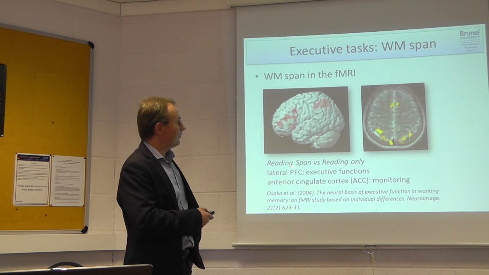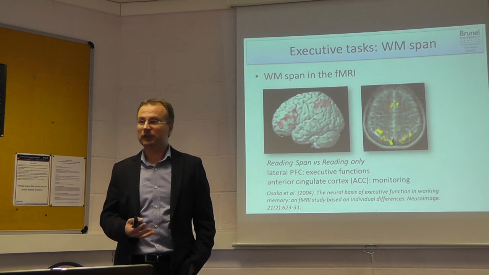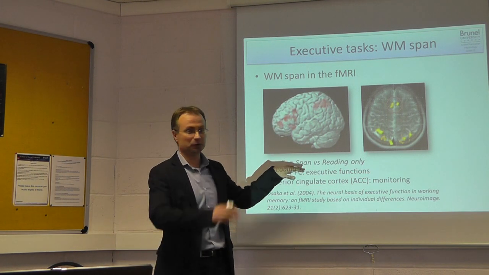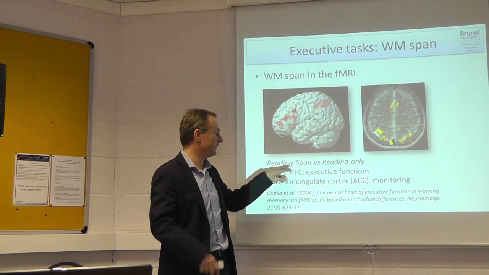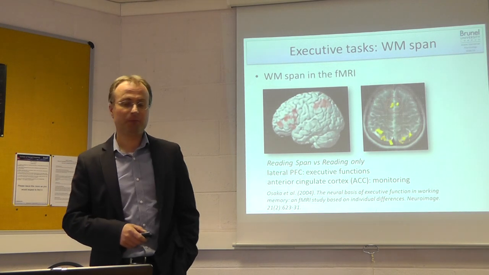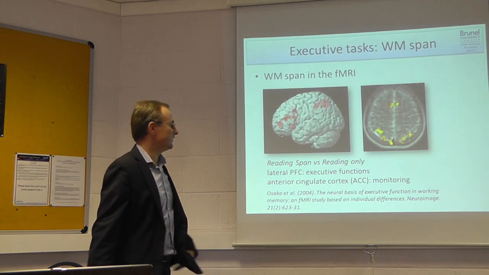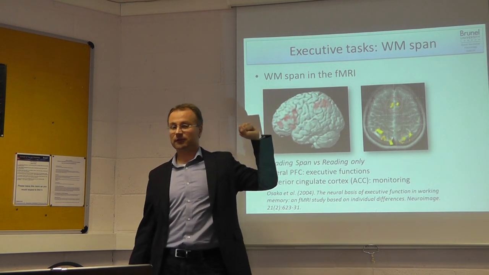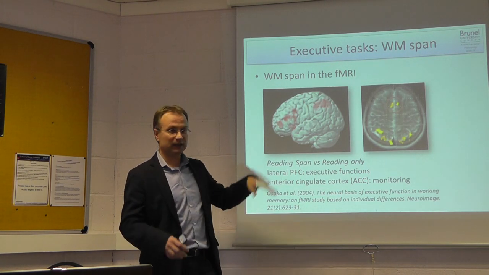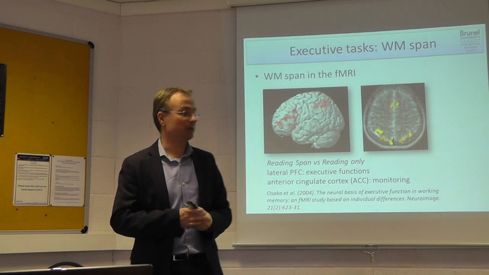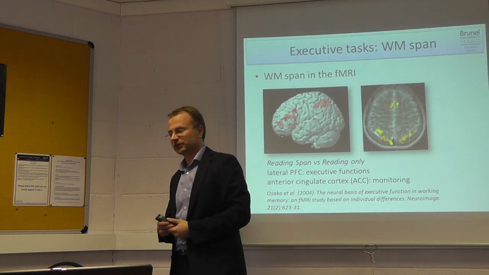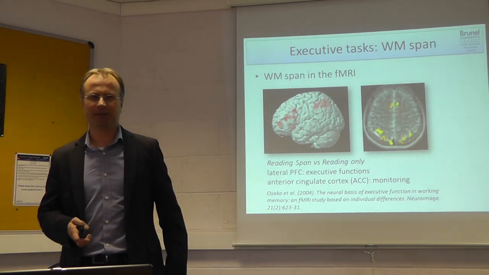This shows the comparison of a reading span versus reading only. So it's a rather high-level comparison. This is what is more active if I have to read the sentences and have to memorize the words at the end, as compared to only reading the sentences. The interpretation of the authors is that the lateral prefrontal cortex is involved in the executive functions of implementing control, shielding information, and things like that. And the anterior cingulate cortex has a monitoring function, keeping in mind, am I on track on the task?